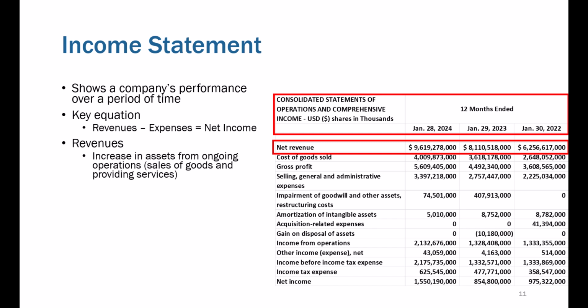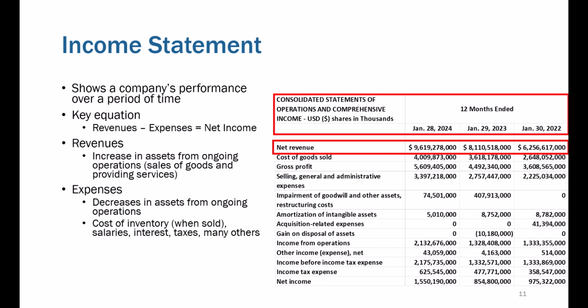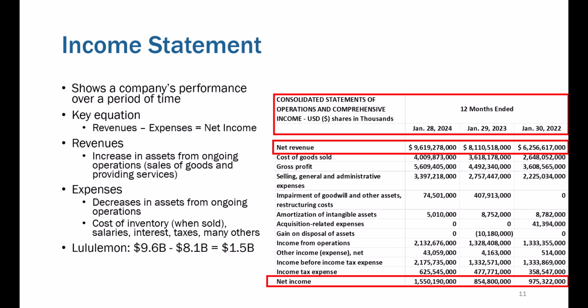So there's their revenues of 9.6 billion. You can see they've grown over the years. Now expenses, their decreases in assets from ongoing operations. Some of the common ones are the cost of their inventory, frequently referred to as cost of goods sold, salaries, interest, taxes, and there's a lot of others. Revenues minus expenses, that's what's going to give us net income.